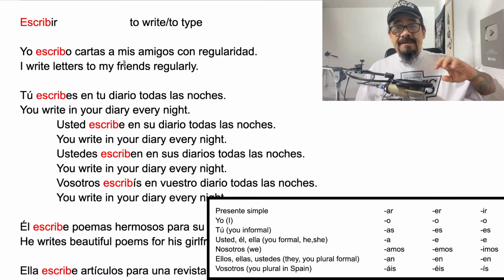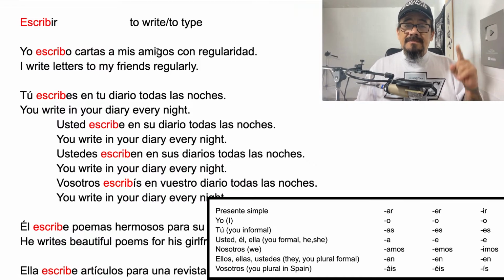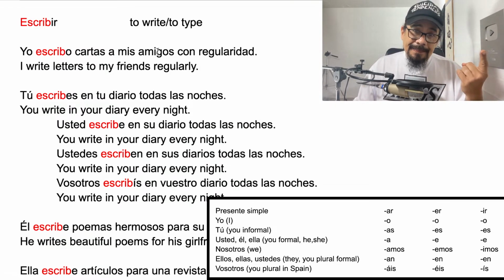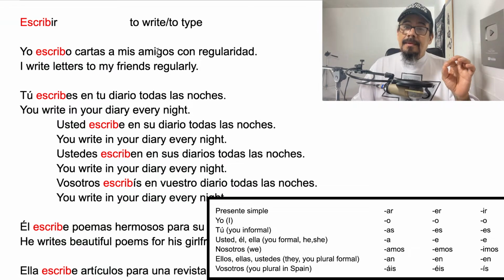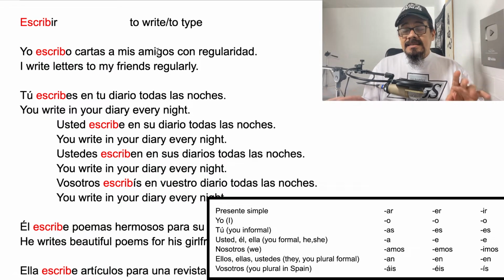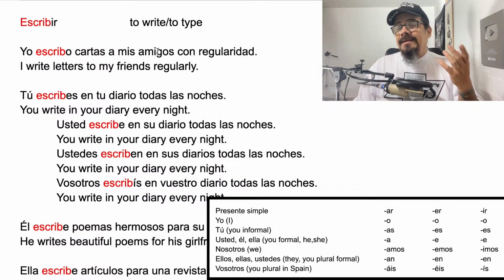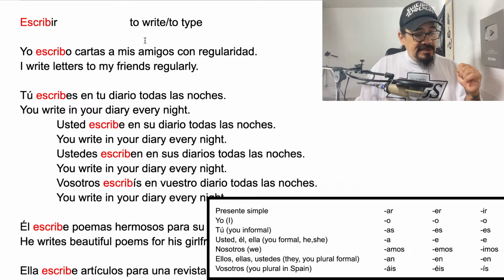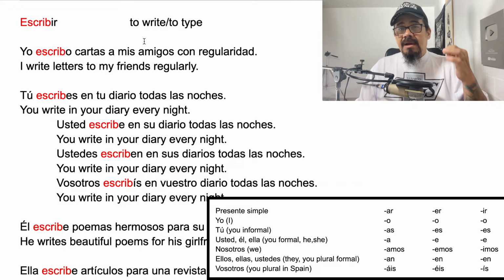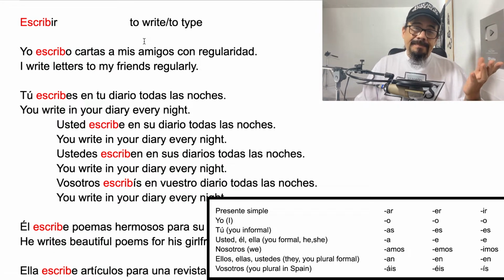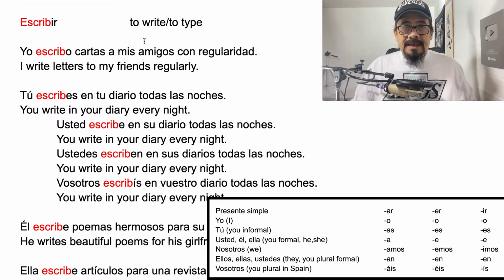Years ago, before computers, we used to say in Spanish, escribir a máquina, to type, because it was la máquina de escribir, the typing machine. The literal translation would be the machine of writing or the writing machine. But, you know what I mean.